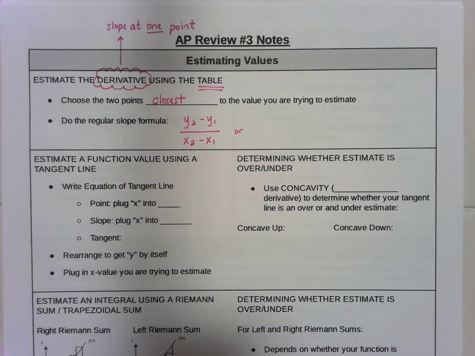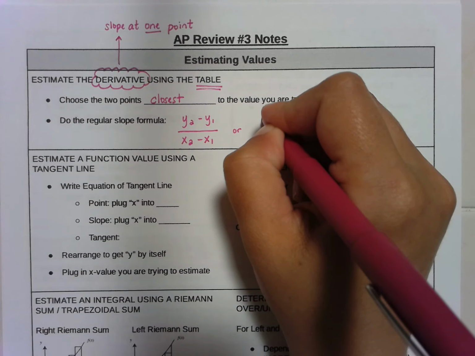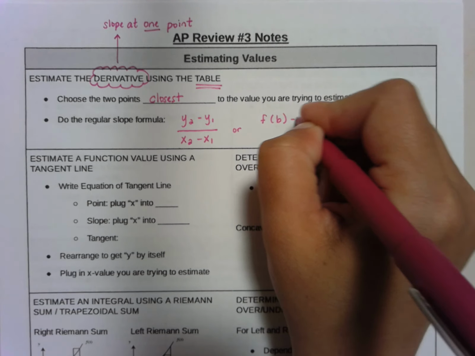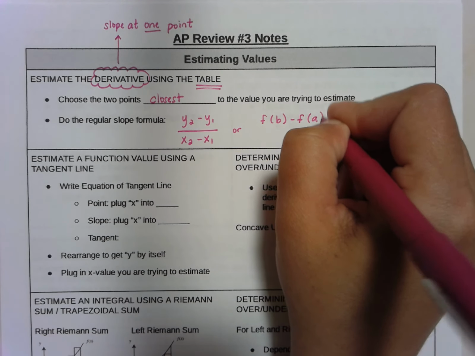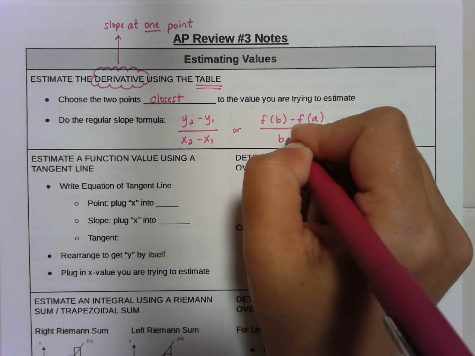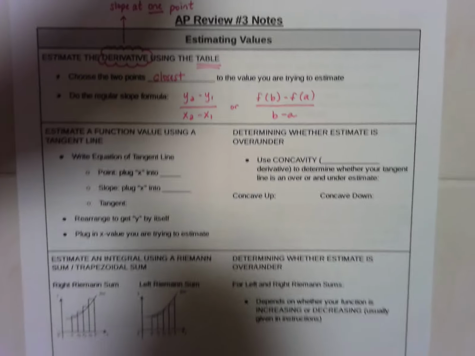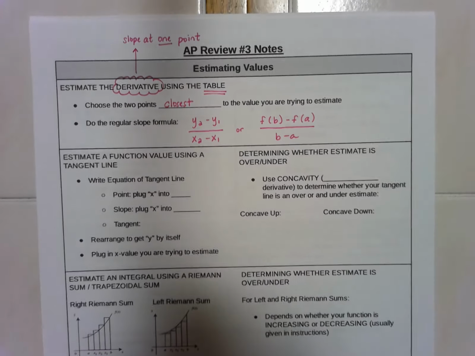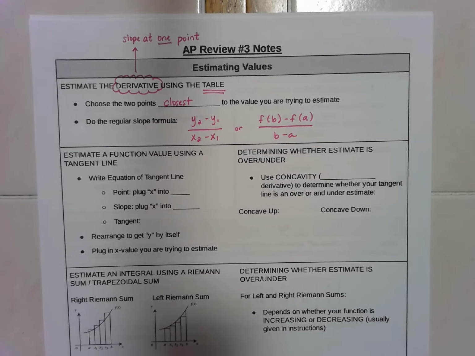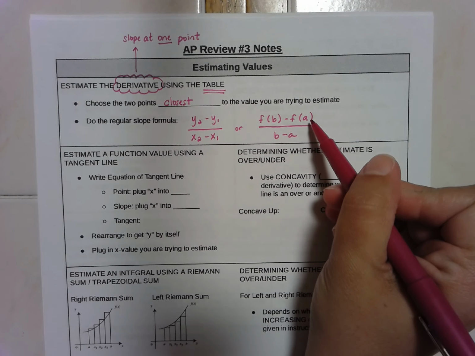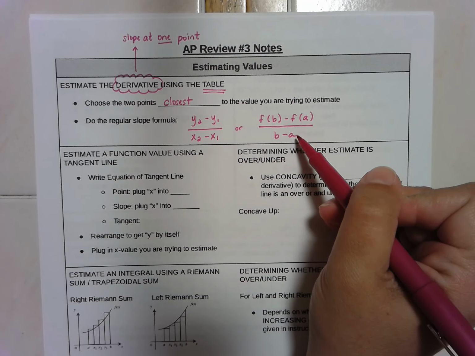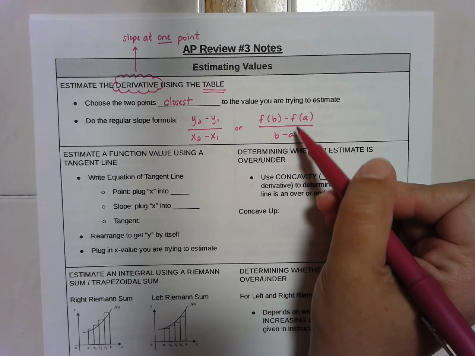Or the way that we usually write it now, when we know function notation, is f of b minus f of a all over b minus a. Now, I will tell you the most common mistake that I see in this type of question is that students reverse the values that are supposed to go on the top and put them on the bottom, and the values that are supposed to go on the bottom and put them on the top.